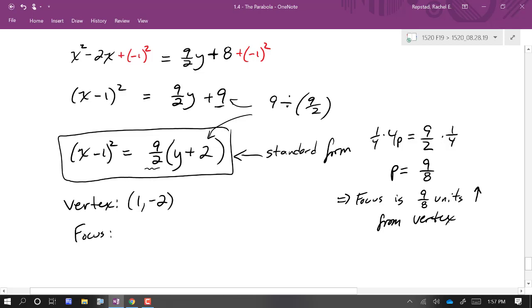So the x-coordinate of the focus has to be the same as the x-coordinate of the vertex. And the y-coordinate is, I'm going to take -2 and add 9/8. So -2 is -16/8 plus 9/8, -16 plus 9, -7.